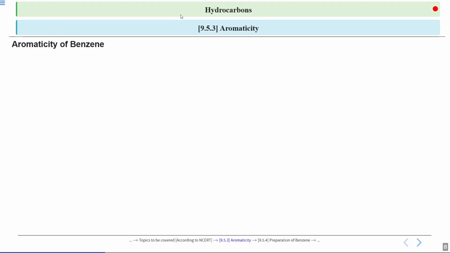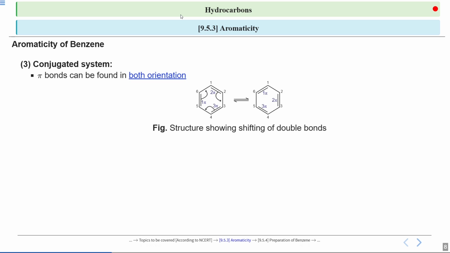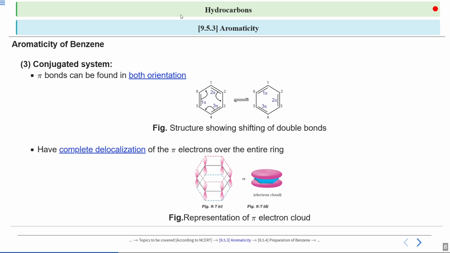Continuing with the next criterion, we have the conjugated system. You must have a conjugated system. Now, the pi bonds here, you can see, were able to do a sidewise overlap, and this is allowing the pi electrons to move around. Notice in the diagram how the double bond can shift positions, showing this flexibility. This shifting is what allows the electrons to be shared across the entire ring.